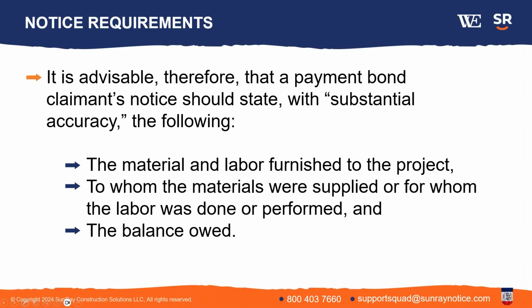Again, this is subject to debate, but to protect yourself against someone arguing your notice contents are insufficient, here's what I recommend. The notice should indicate with substantial accuracy, so you can't just be completely vague, the following: the material and labor that the claimant furnished to the project, to whom those materials or labor were furnished, and the balance owed. So provide that detail. Obviously, the more detail you provide, the better. If you provide detail that's not required, it's not going to hurt you. So err on the side of providing more detail rather than less is the takeaway. Next slide.